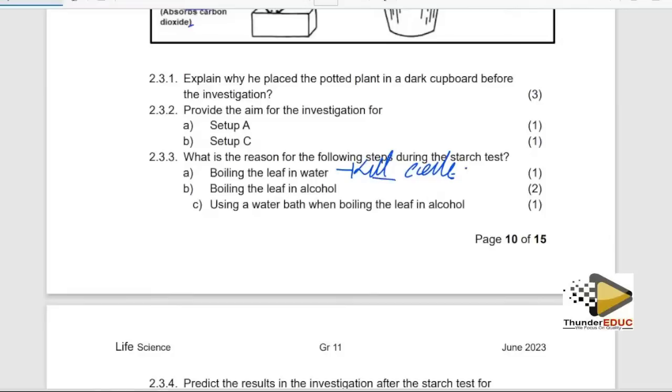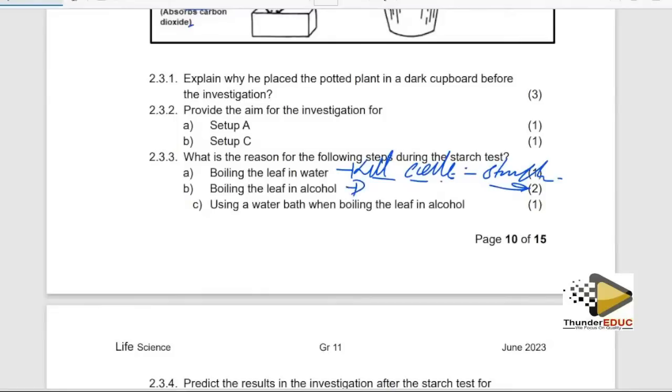Because if you don't, they will respire and they will use the starch. You think the starch was not produced, but starch was produced. Boiling the leaf in alcohol. Why do we boil the leaf in alcohol? Is to bring about the decolorization, remove the chlorophyll.